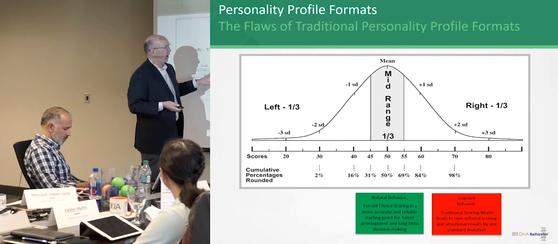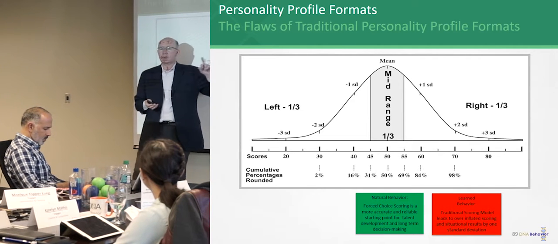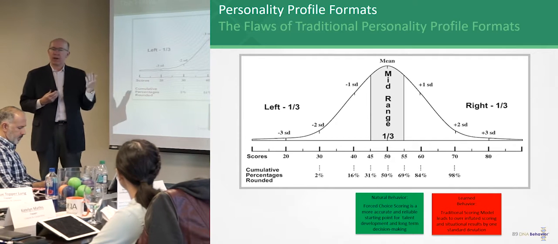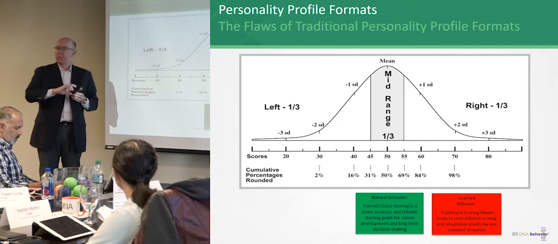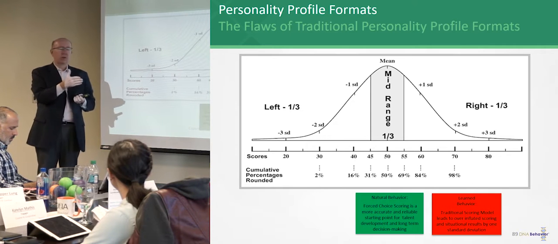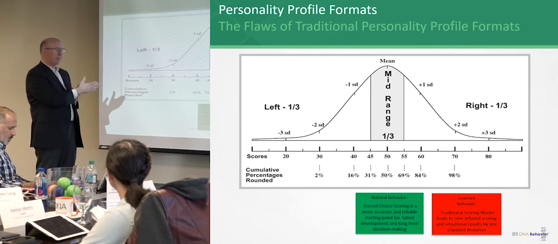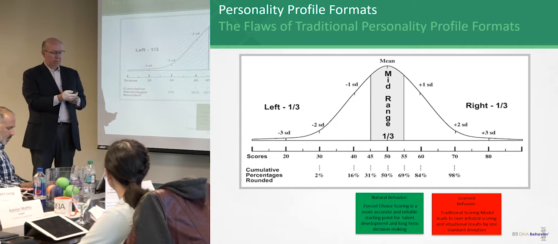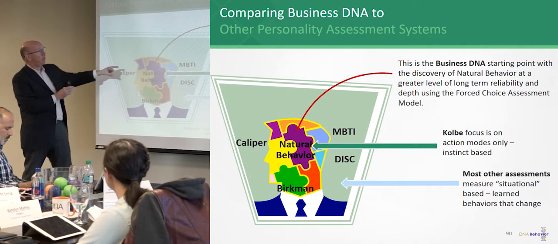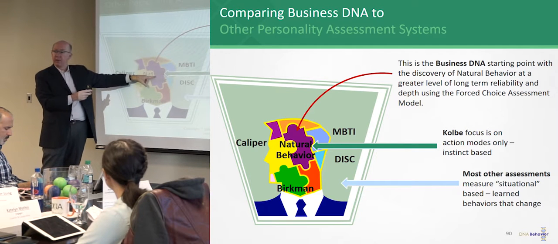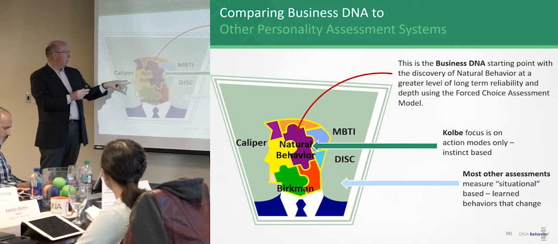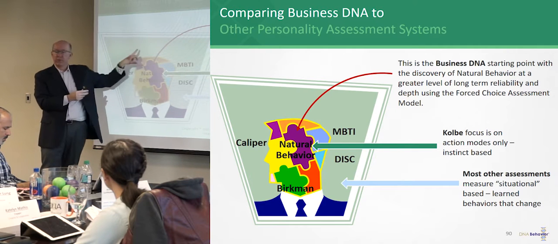And we found that actually with DISC, for example, in the outgoing factor, the I in DISC, people will overinflate that by 1 standard deviation, and so that's where the power of the forced choice model comes in. We're very specific in our system at measuring the natural behaviour only. We're not measuring the whole of the person. The other systems are measuring more of personality.